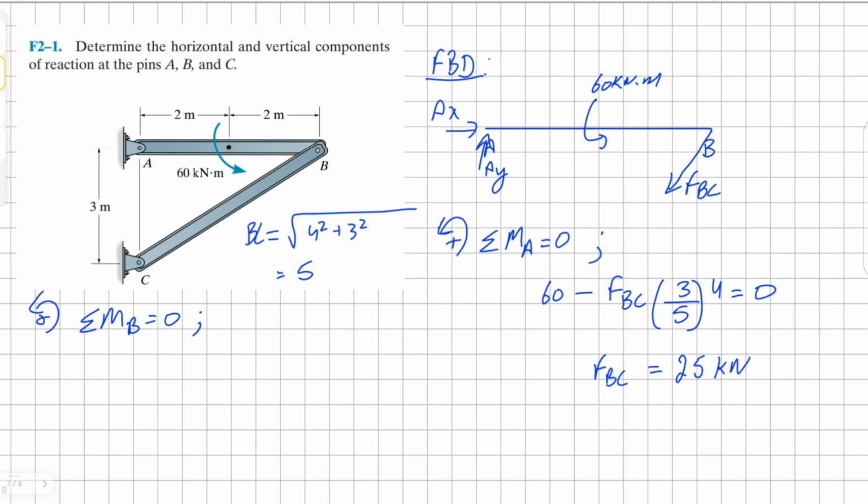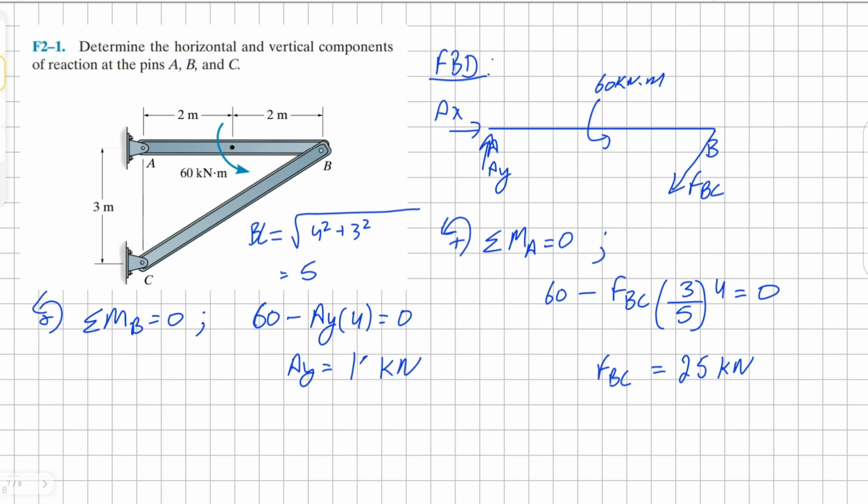Okay, let's take a moment about the point B. And when we take moment at B, we know we first encounter 60 as our moment, and then negative AY times 4 as our force. And solving this, we get 20 kilonewton positive. My bad, 15 kilonewton.